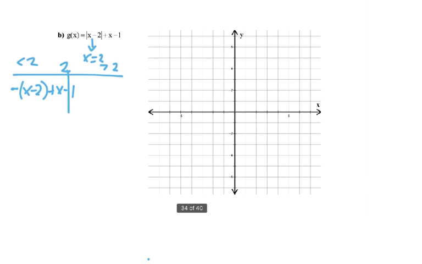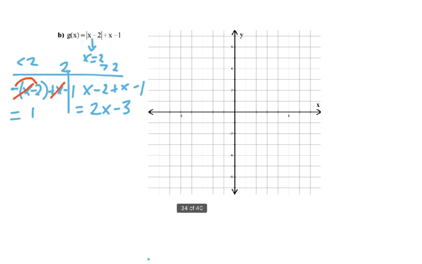Alright, so if we simplify this, we have x minus x. Well, positive x and minus x is going to cancel. We have positive 2 minus 1, so that's going to give us 1. When x is bigger than 2, for example 3, then the inside's positive, so nothing changes here. It's just x minus 2, and then the rest, plus x minus 1. So this will simplify to 2x minus 3.